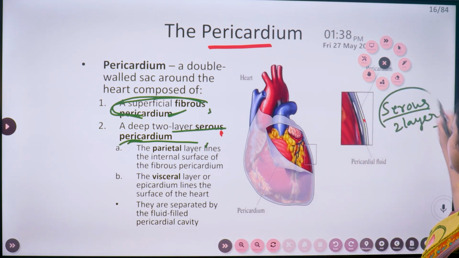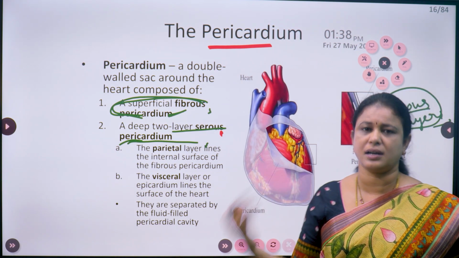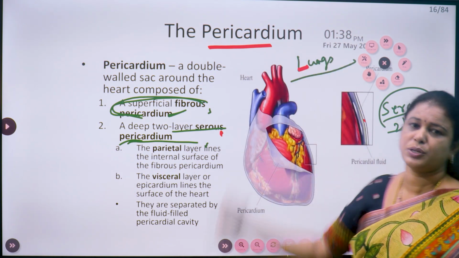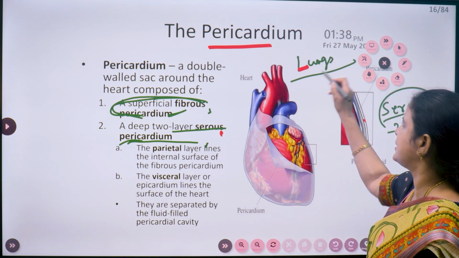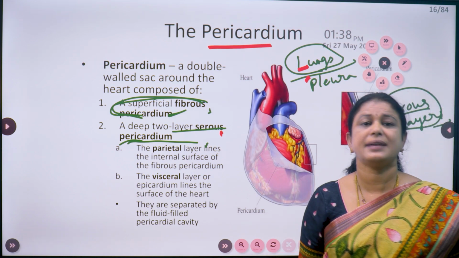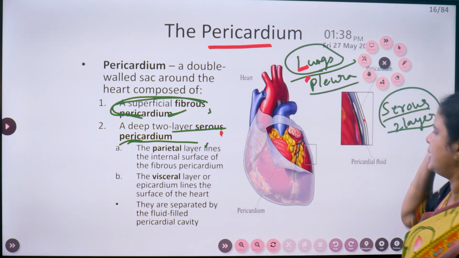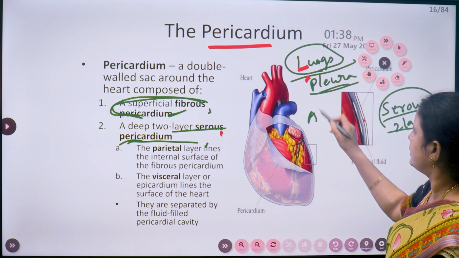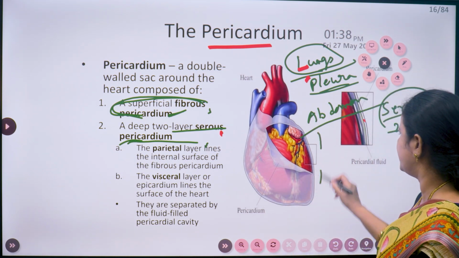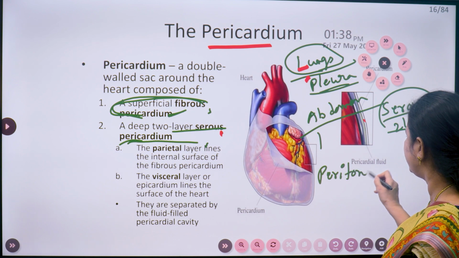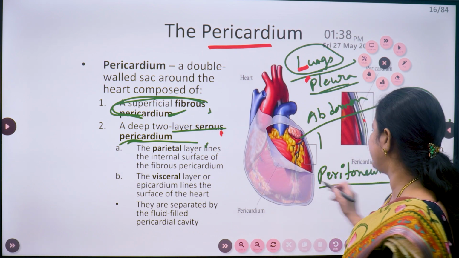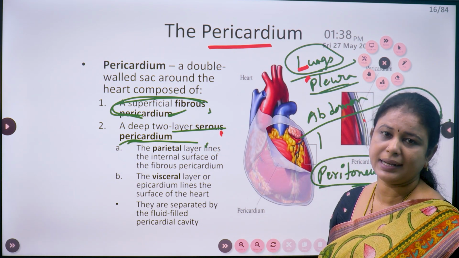A serous layer is not only in the heart, it is also seen in other organs like the lungs. The serous membrane can be seen in the lungs too. The serous membrane which covers the lungs is called the pleura. And the serous membrane which covers the abdomen is called the peritoneum. The peritoneum is the largest serous membrane in our body.